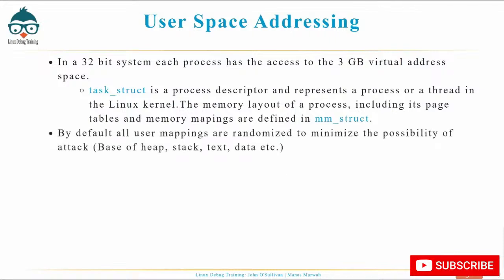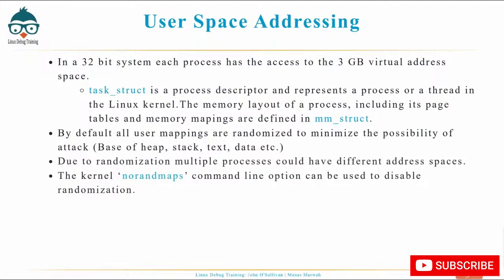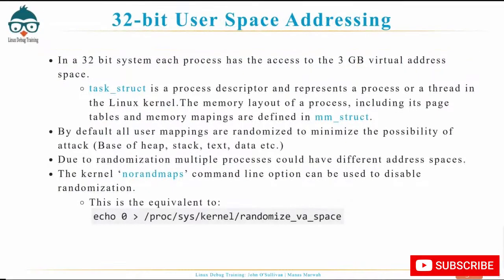You will also have noticed in the previous slide that the offsets to user mappings are randomized. This randomization minimizes the possibility of an attacker being able to predict the location of data structures associated with a process. This randomization can often make debugging a little more difficult, so we can disable it by setting the norandmaps command line option to the kernel, or by echoing 0 to /proc/sys/kernel/randomize_va_space.